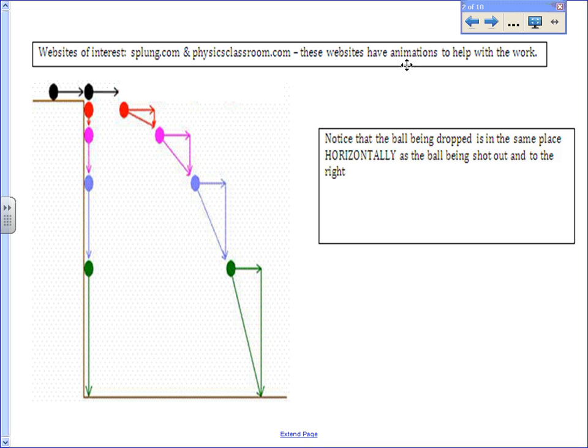Today we're going to be looking at projectiles. Projectiles are things that have been thrown, tossed, shot, anything like that. Once it leaves your hand, it's only under the influence of gravity. And so things like rockets wouldn't be a projectile, although we sometimes call them that. But for our purposes, a projectile is anything that is thrown, shot, tossed, anything like that.